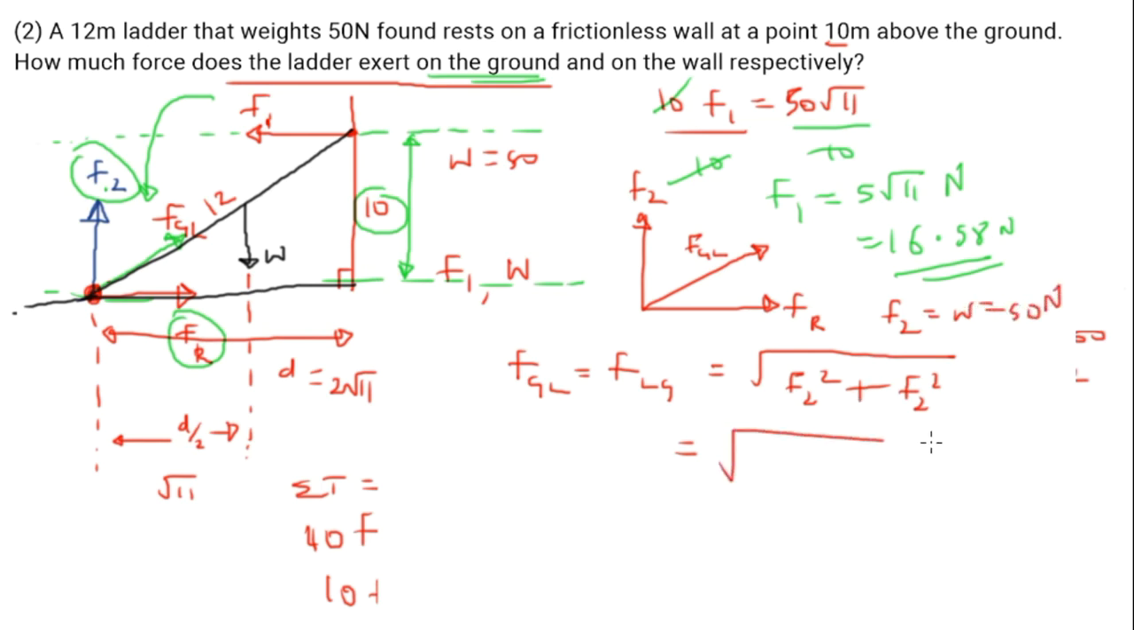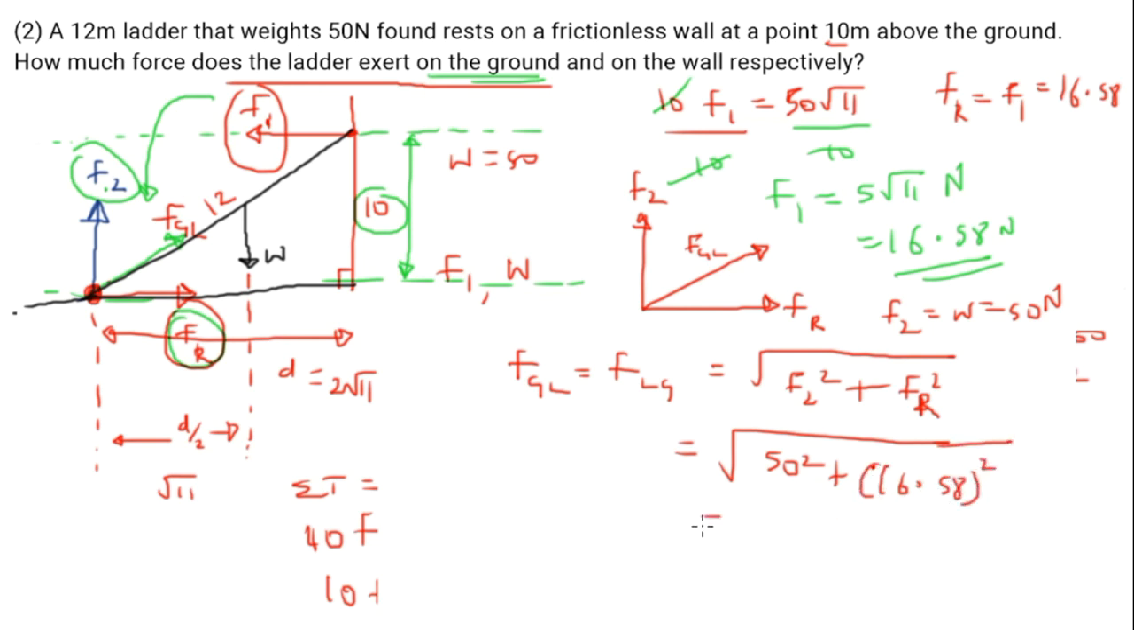So it implies that 50 squared plus FR squared, okay? So FR, notice that FR is also equal to F1. They are equal but opposite. Okay, F1 is also equal to FR. So we can say that FR is also equal to 16.58. Okay, so we can have 16.58 squared.